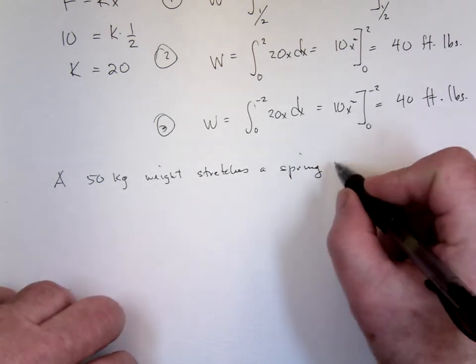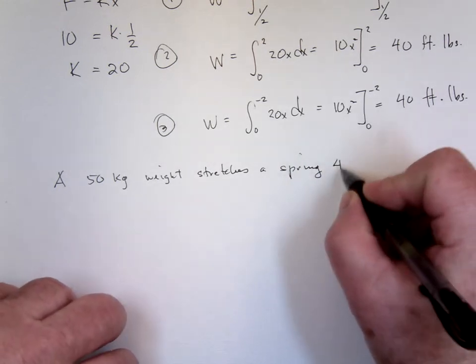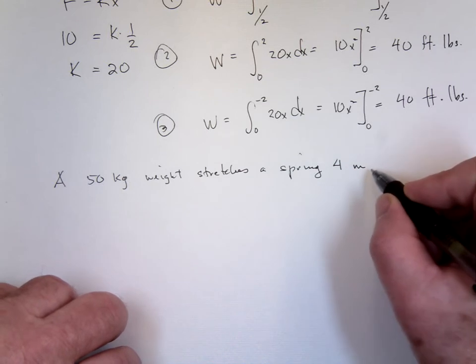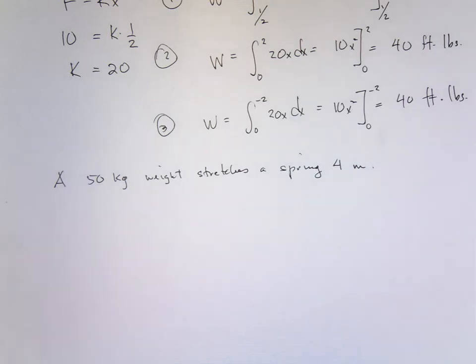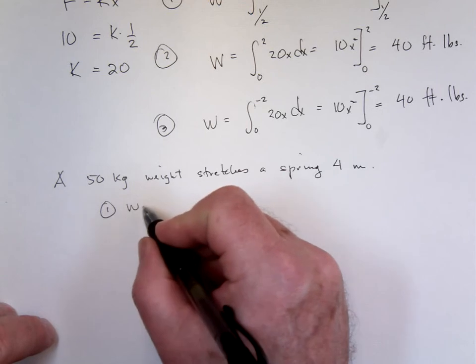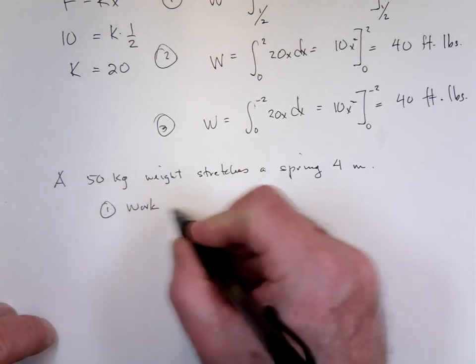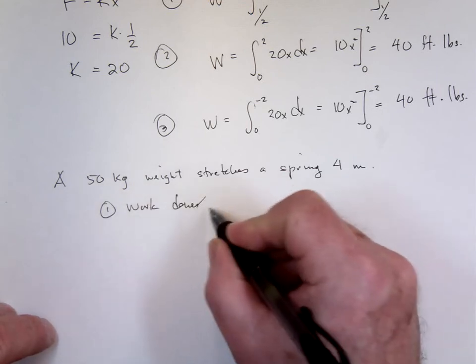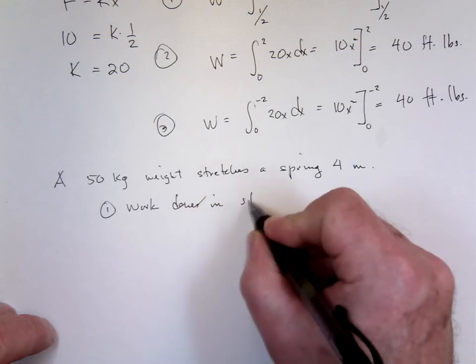Okay, 4 meters. So the spring is there, you put a 50 kilogram weight on there, it stretches 4 meters. It doesn't wreck the spring though. Okay. How much work is done in stretching it an additional 1 meter?